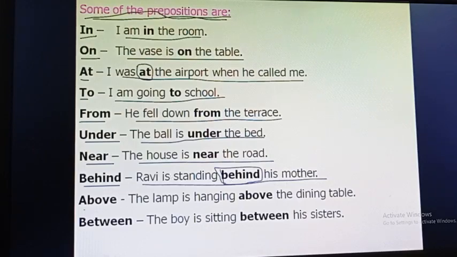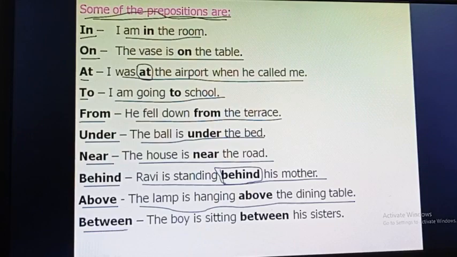Okay, next, above. Above means up. About this we talked in the example before. The lamp is hanging above the dining table. Okay, the lamp is hanging above means it is hanging up above the dining table.